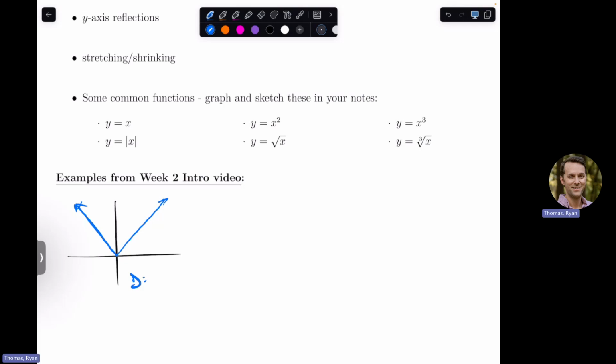What's the domain of that? All real numbers. What about its range? 0 to infinity. And one other thing about it, that's an even function. It's got y-axis symmetry.